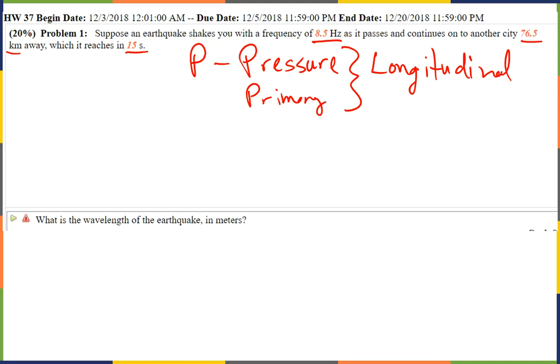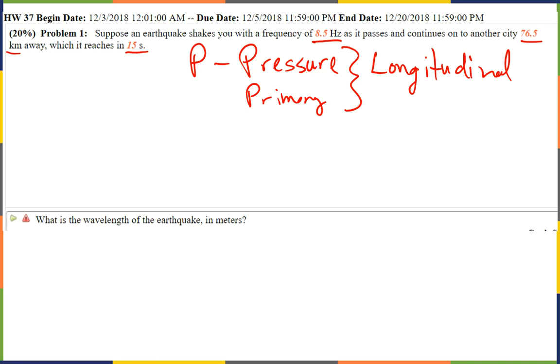So if you're at the epicenter, when that P wave hits you, what direction are you going to move? Up, because it was going up, and if it's a longitudinal wave, the motion of the particles is the same. So you're going to be going up and down when that P wave hits you. That's the primary wave or pressure wave. It's the first one to get to you.